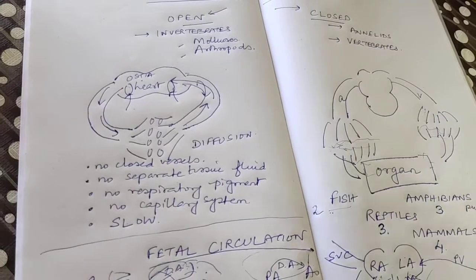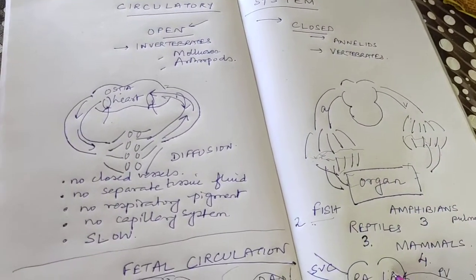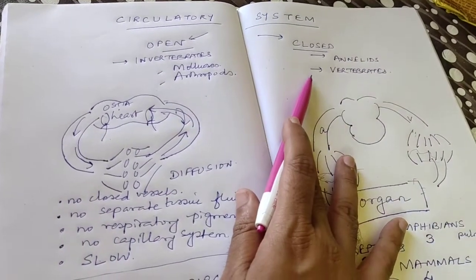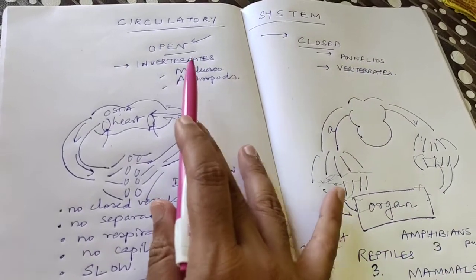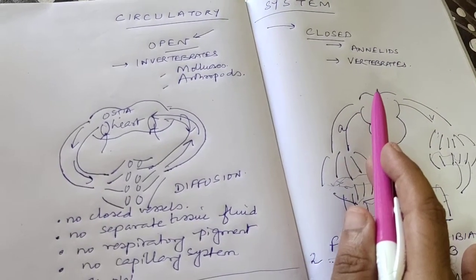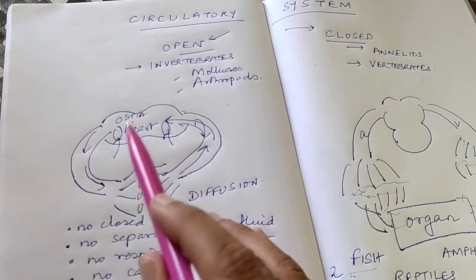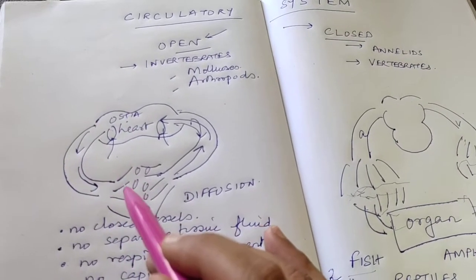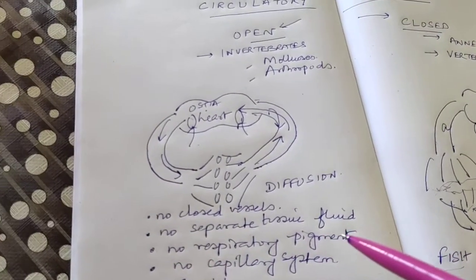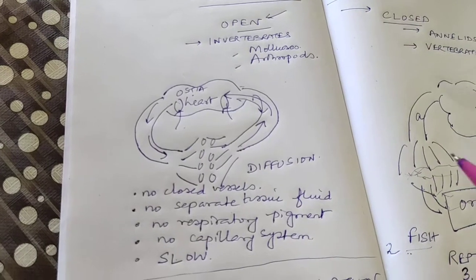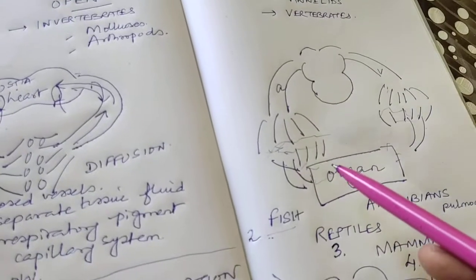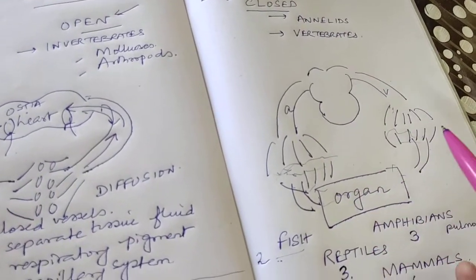So I hope you enjoyed this session on the circulatory system, where, just to summarize, we discussed the open and the closed circuit of circulation: the open system present in invertebrates, the mollusks and the arthropods, and the closed system mainly in vertebrates. In the open system, the hemolymph easily passes into the cavities, the hemocoel, and through free diffusion into the organs. There are no closed vessels, no separate tissue fluid, no respiratory pigment, no capillary system, and the transport of fluid is slow. Whereas here, there are arteries and veins.